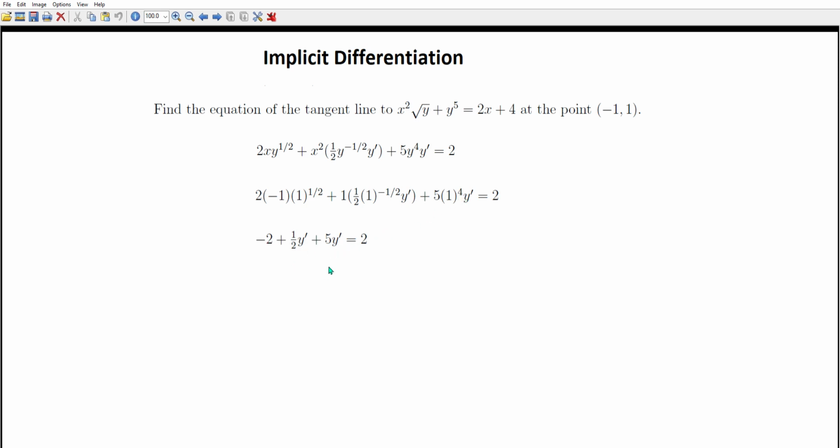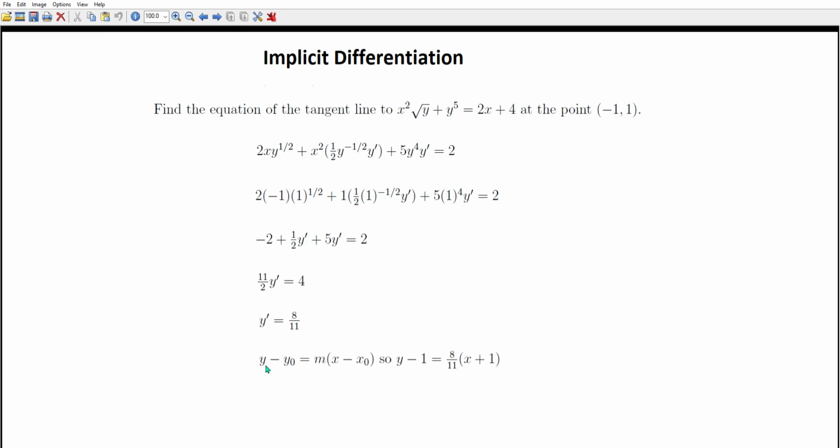Now you move the minus 2 over here. And you notice that 1/2 y prime plus 10/2 y prime is 11/2 y prime. So you've got 11/2 y prime equals 4. And now when you multiply both sides by 2/11, the reciprocal, you get y prime is 4 times 2/11, or 8/11.